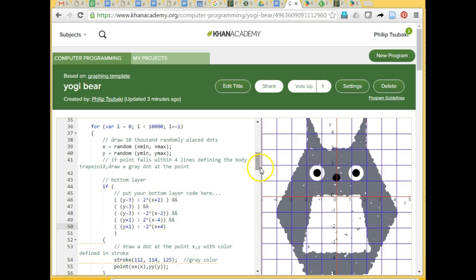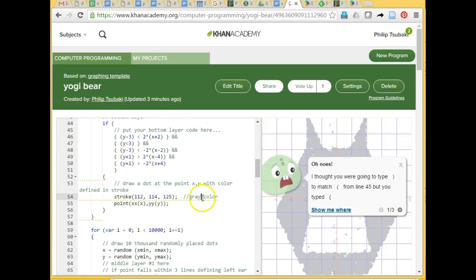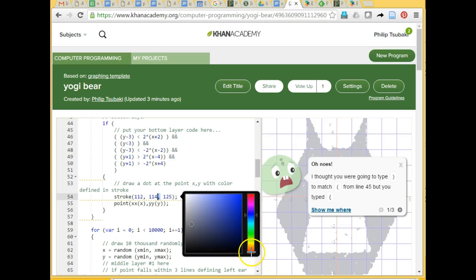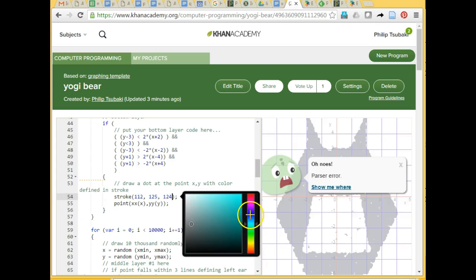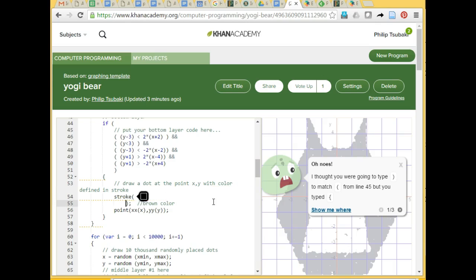And the other thing that we need to do to really make it look like Yogi Bear's face is instead of the gray color, we're going to make it a brown color. So we are going to look for a brown shade. Where is brown? Maybe around here. Oh, there it is. We've got a brown shade. Okay. Oops.